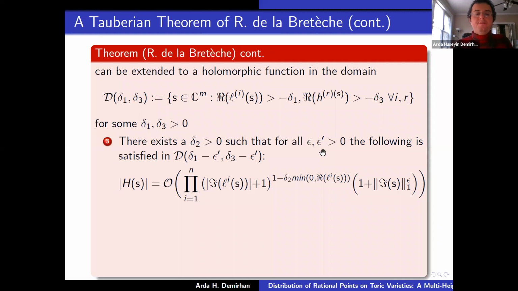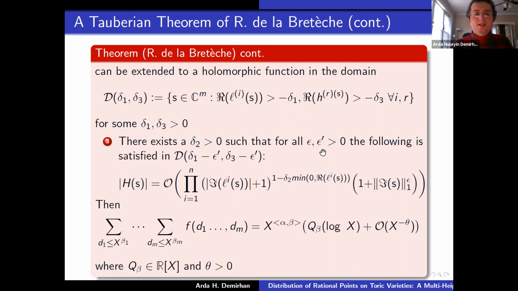Then, if F satisfies all these nice properties, it turns out that the sum of all f(di) over di less than x to the beta i's is equal to some exponent of x given by the inner product of alpha and beta times a polynomial Q_beta(log x), plus an error term x to the negative theta. Here, as I said, Q beta is a polynomial in R[x] and theta is a constant.